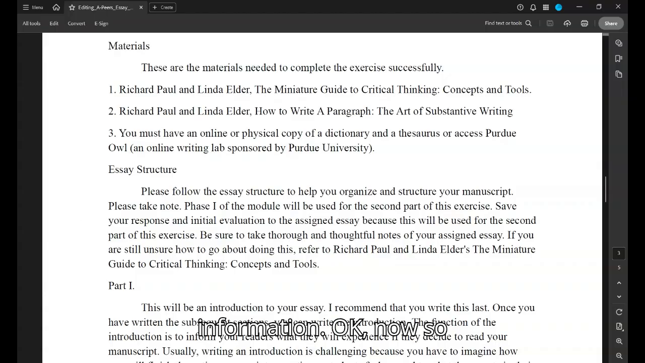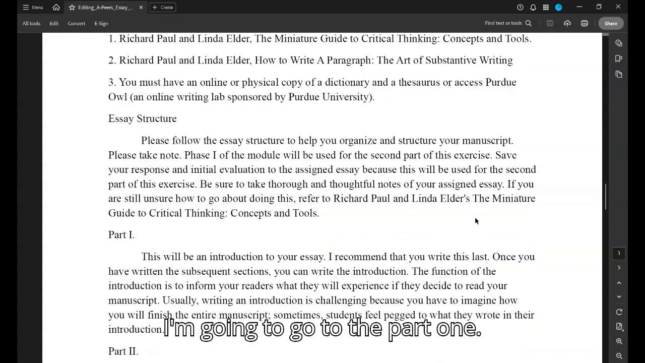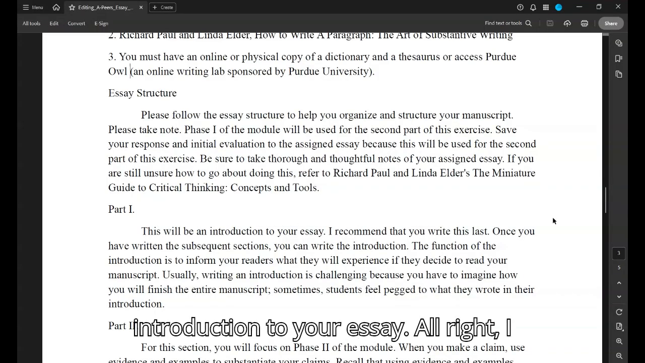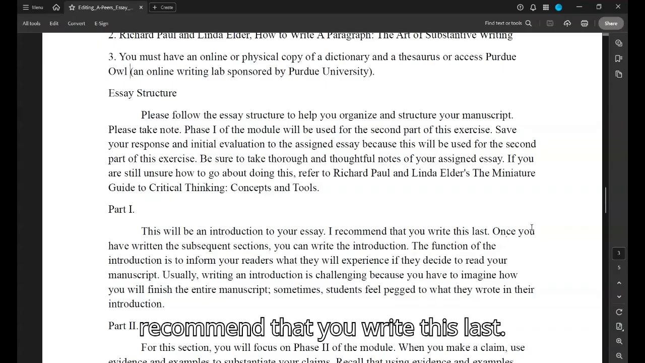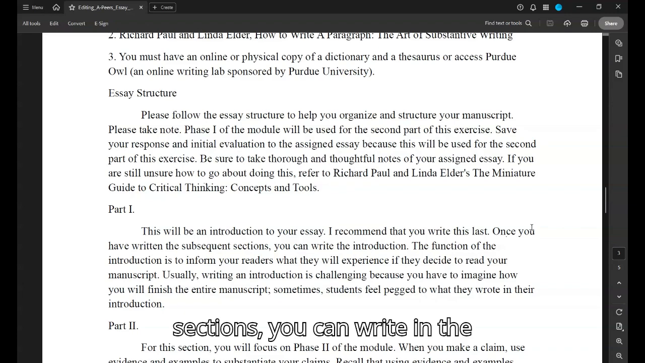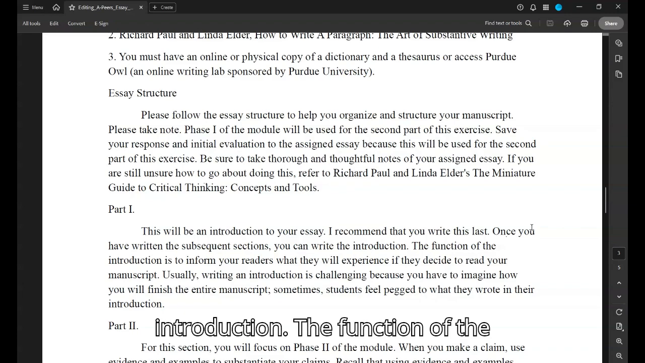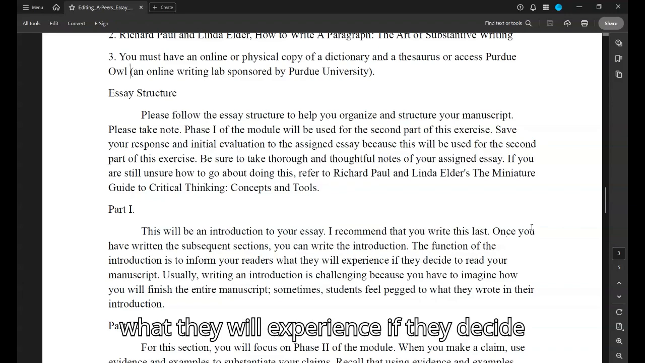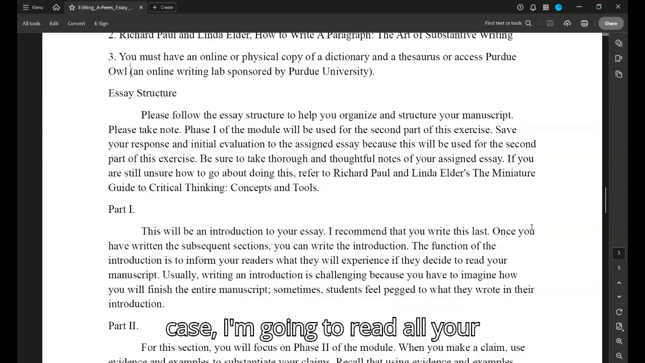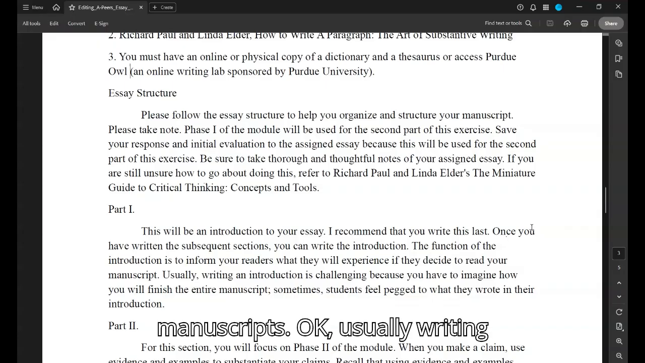Now, I'm going to go to part one. Part one will be the introduction to your essay. I recommend that you write this last. Once you have written the subsequent sections, you can write the introduction. The function of the introduction is to inform your readers what they will experience if they decide to read your manuscript. But in this case, I'm going to read all your manuscripts.